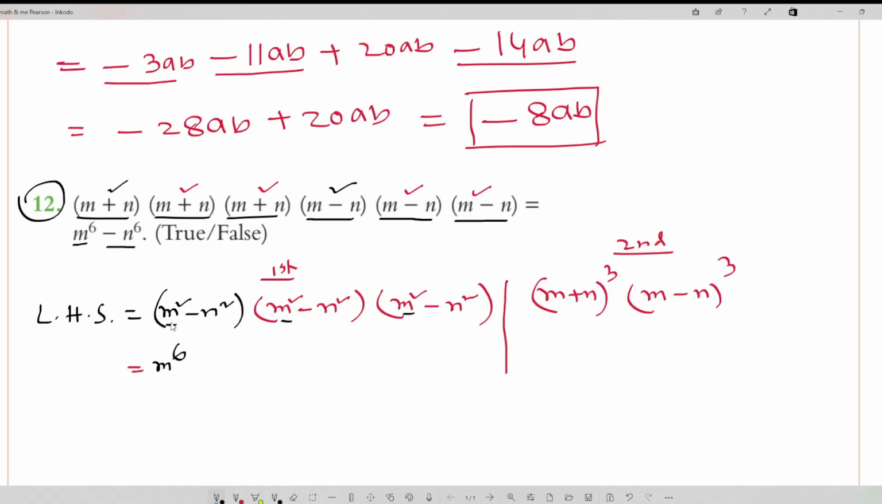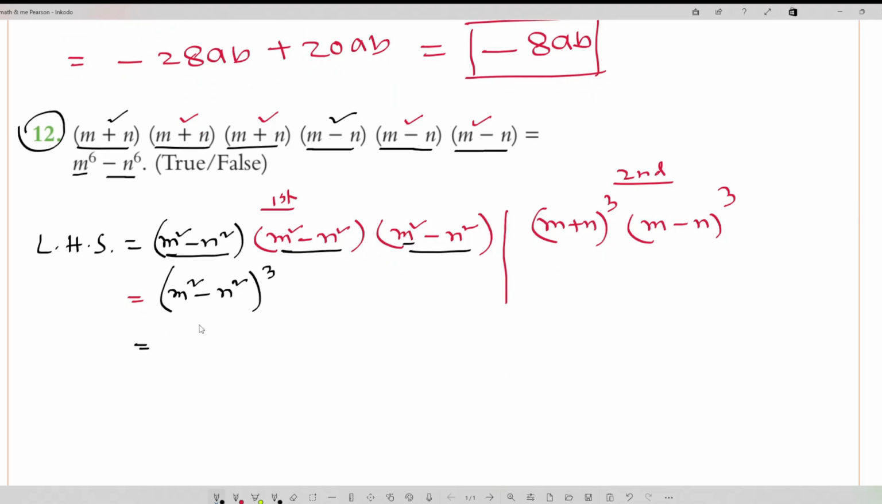Then this m square, this n square, and this m square we can write. So part by part we can complete. So first, this m square minus n square and m square minus n square, we can write m square minus n square. And look, similar thing, m square minus n square, m square minus n square, m square minus n square. It means m square minus n square whole cube, right?